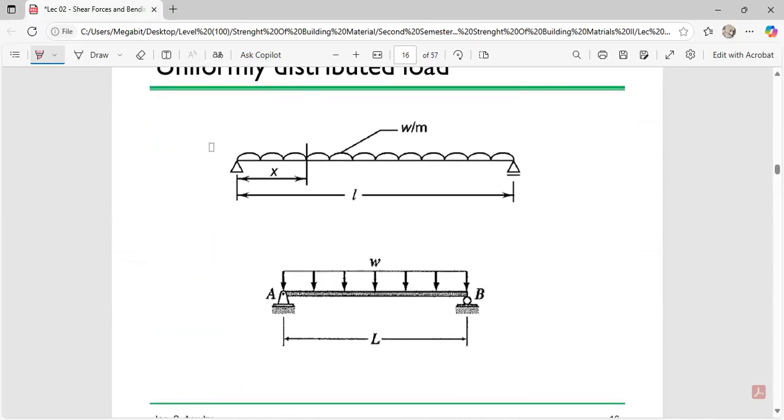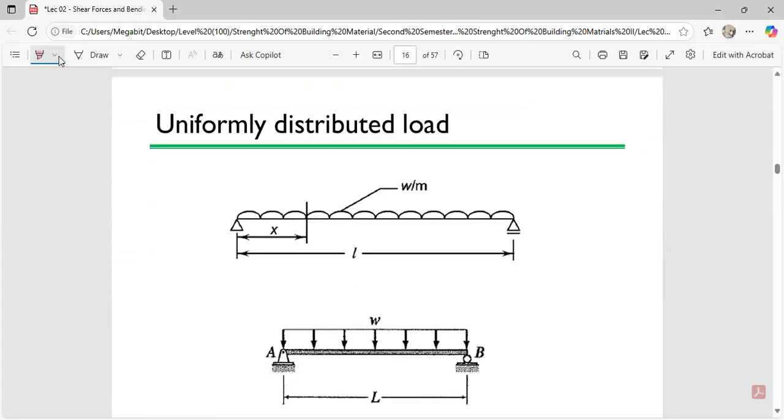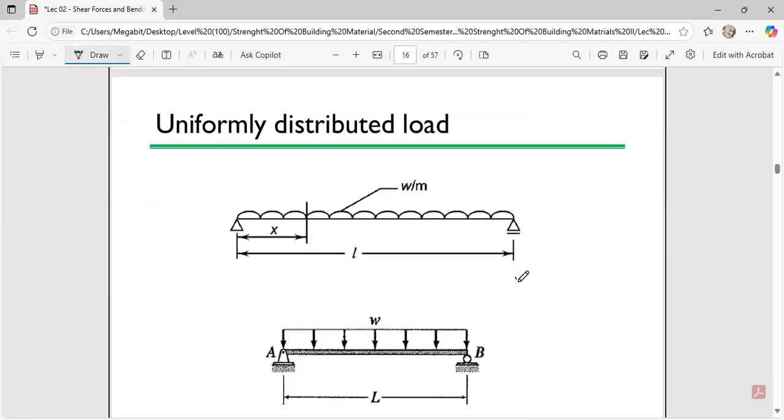So this is an example of a uniformly distributed load. Please, my people, don't get confused. As we have discussed earlier, the uniformly distributed load may be represented as this or this. You can see that this one over here looks like something in the form of a zigzag. It's also a uniformly distributed load, so it can be drawn as this or this. Please don't get confused.